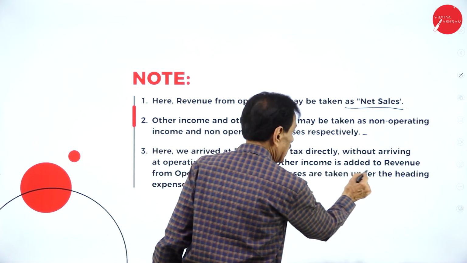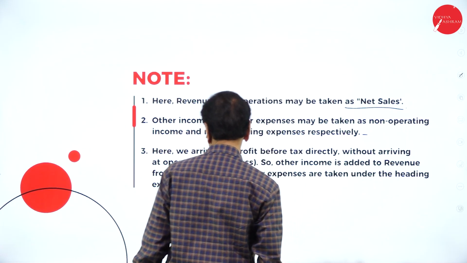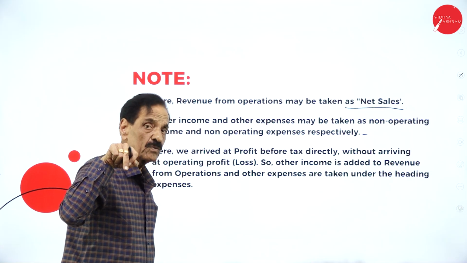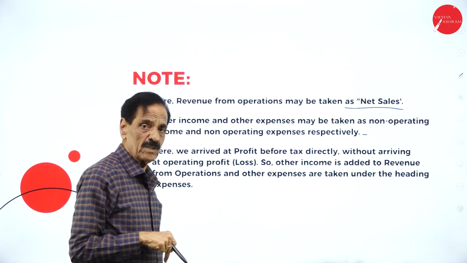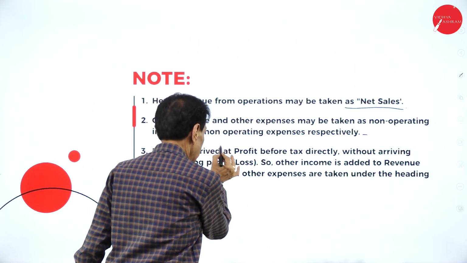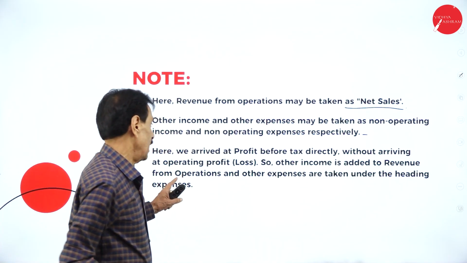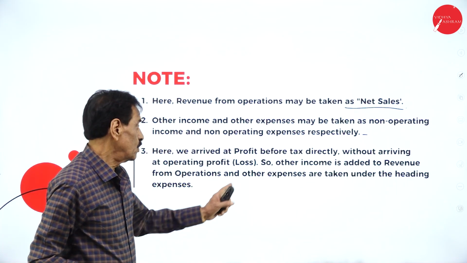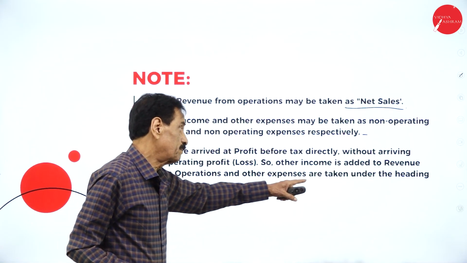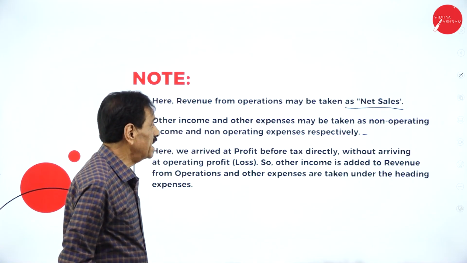So other income is added to revenue from operation and other expenses are taken under the heading expenses. So we directly go, and no gross profit. Directly we enter into a net profit where the tax has been paid. So you understand that here we arrived at profit before tax directly without arriving at operating profit or loss. So other income is added to revenue from operation and other expense taken under the heading expenses. Hope you understand this. Very easy.